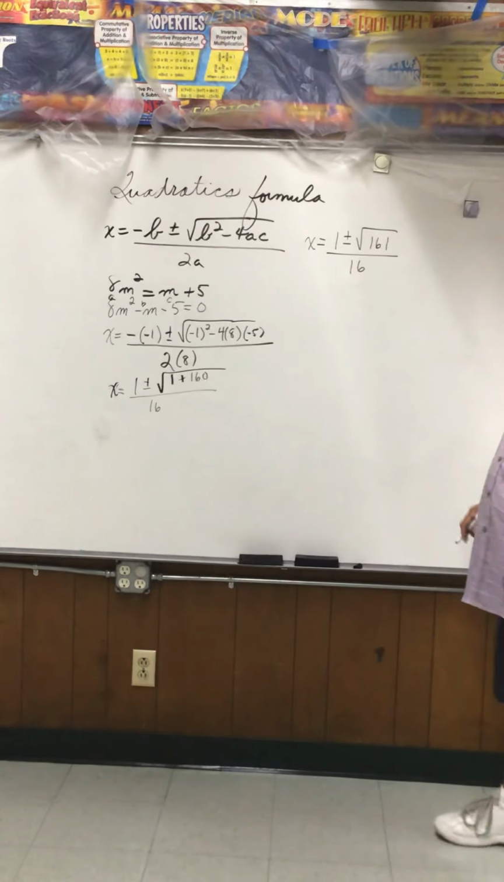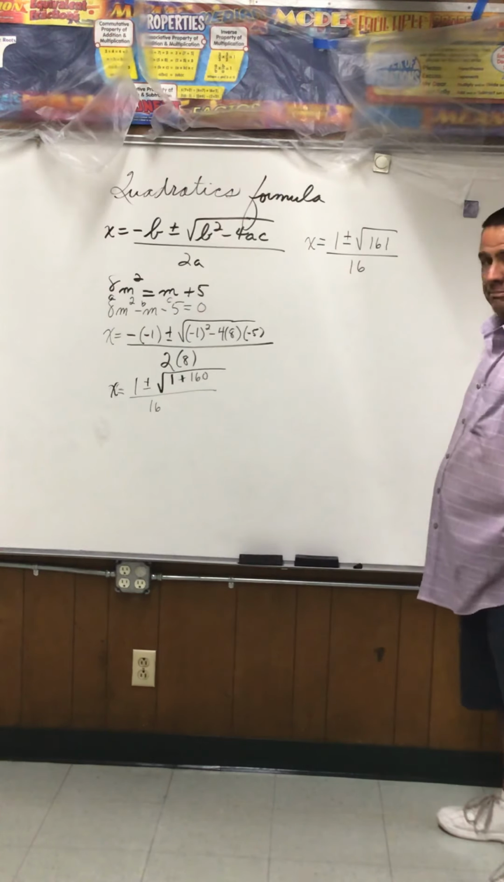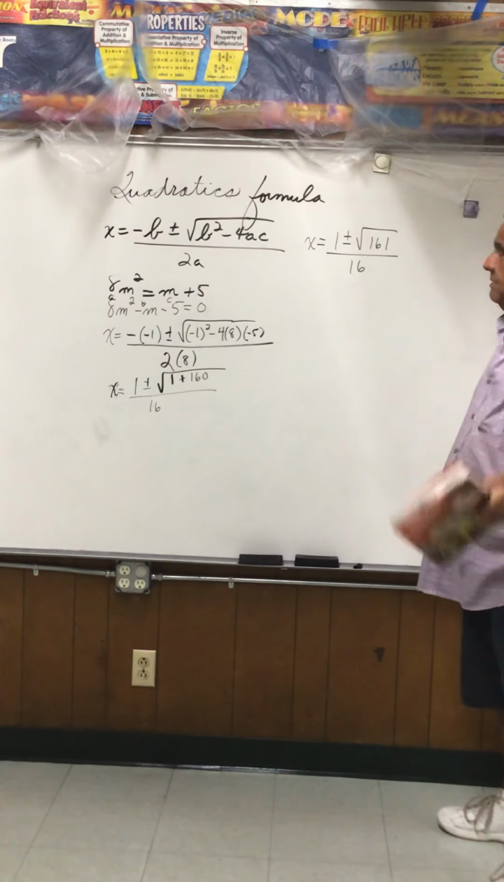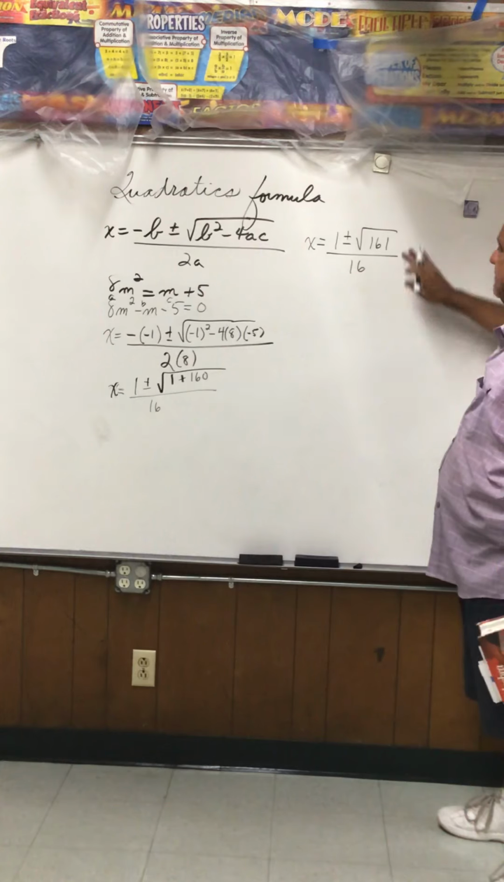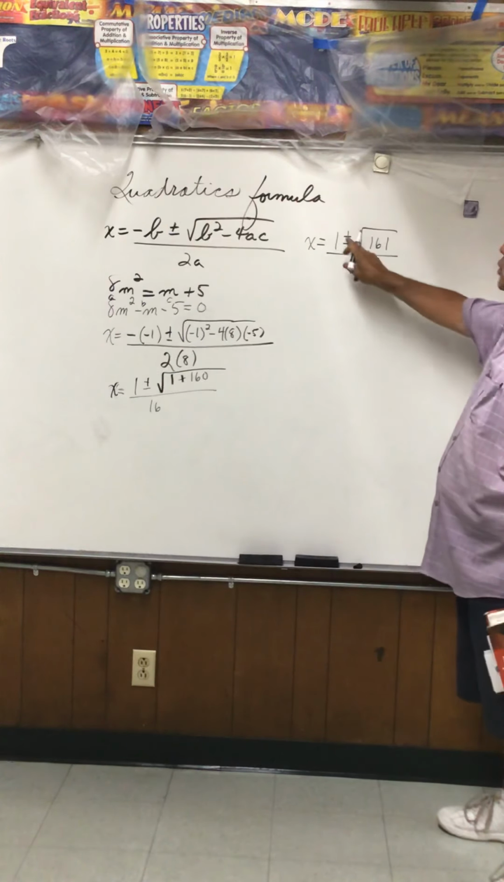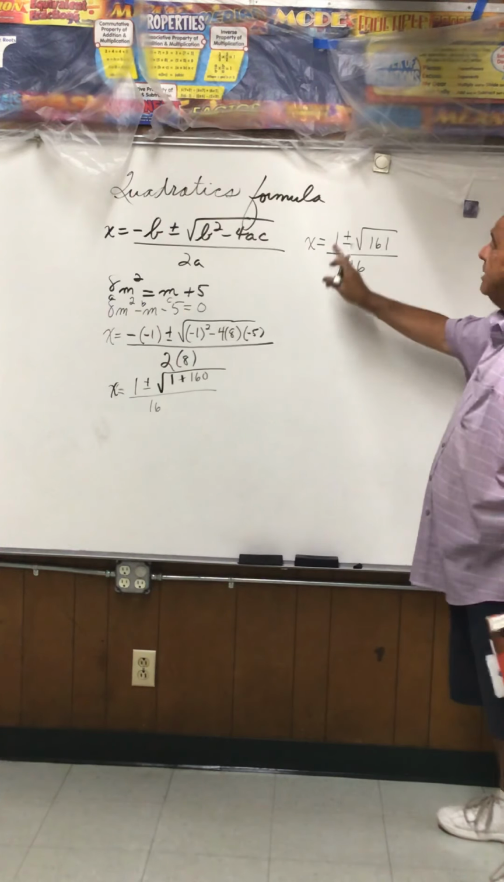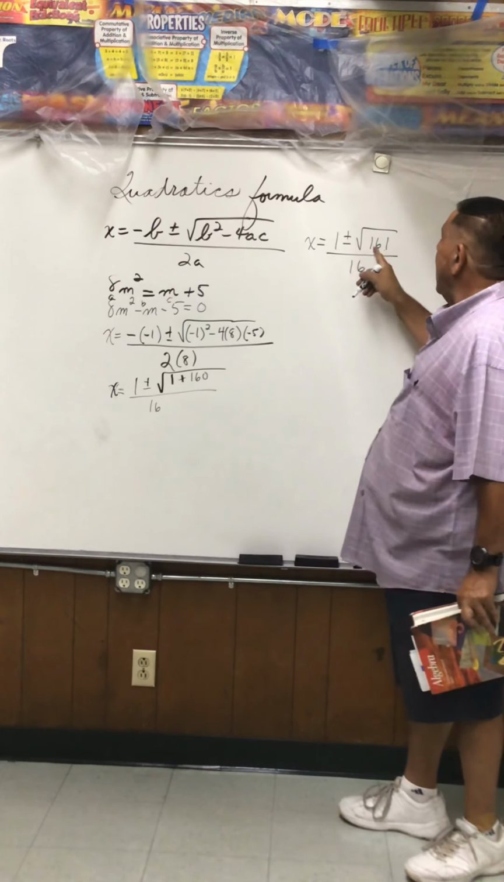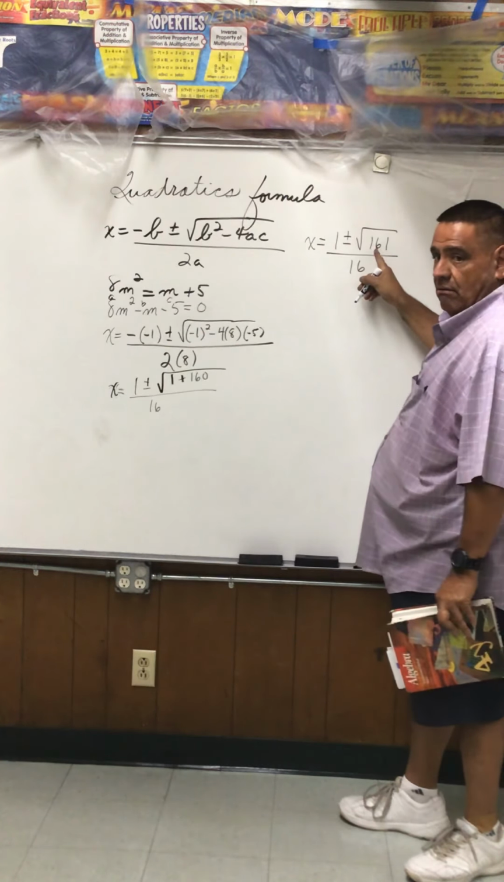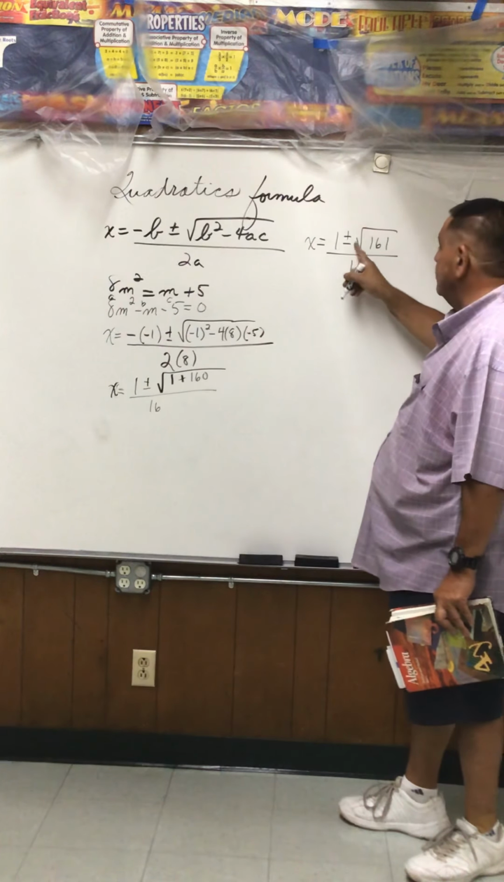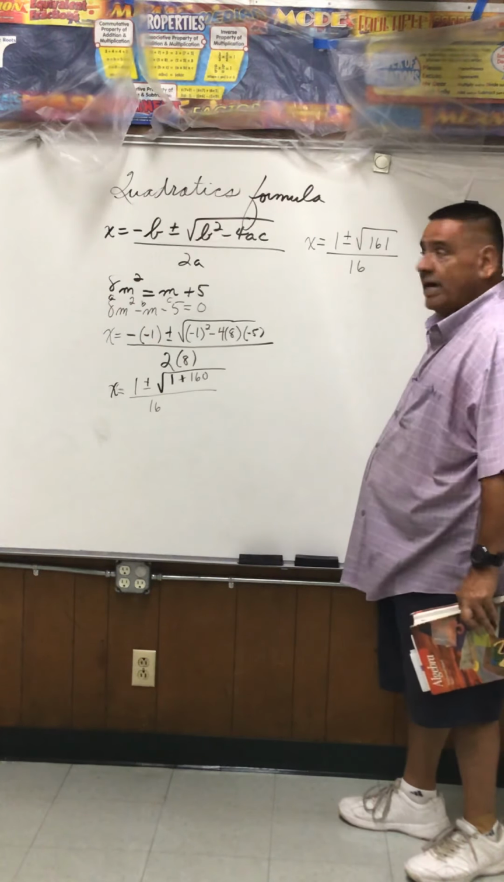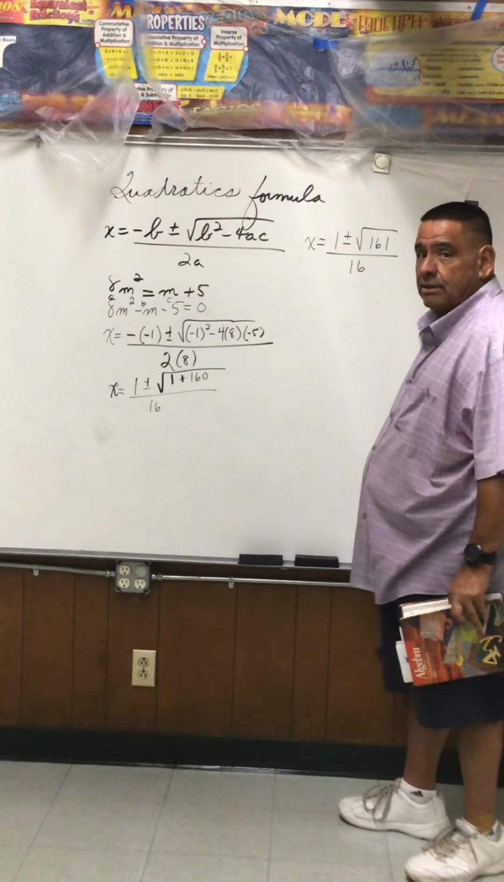All right, now if we can simplify 161, then we would do it. If we can't simplify it, then we leave it the way it is, and this would be your answer. There is no way that we can get two answers. The only way you can get two answers, like the other problem, is when you have a regular number here. But we do not have a regular number, we have a radical. So we're going to have to leave it the way it is, and that would be your answer on that.